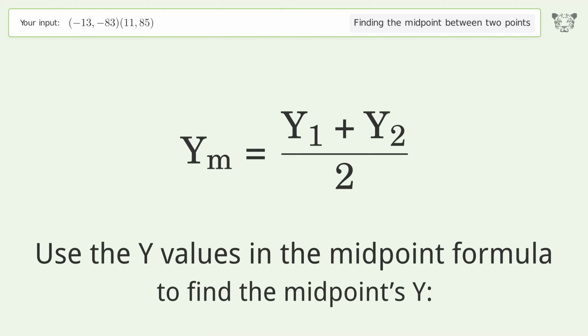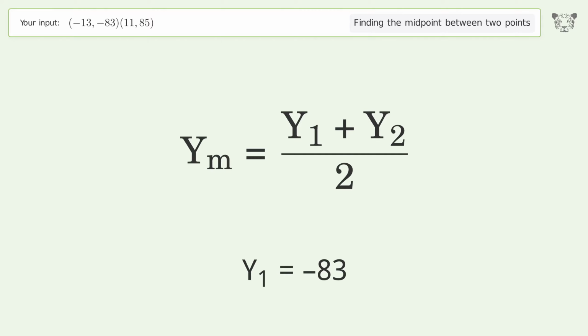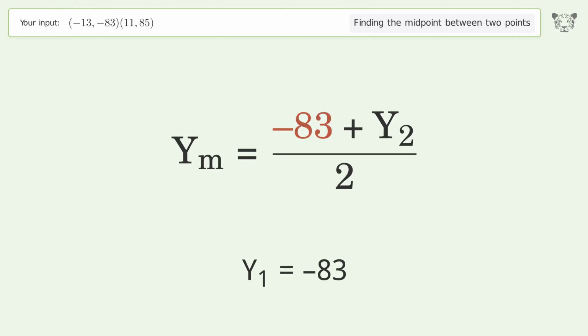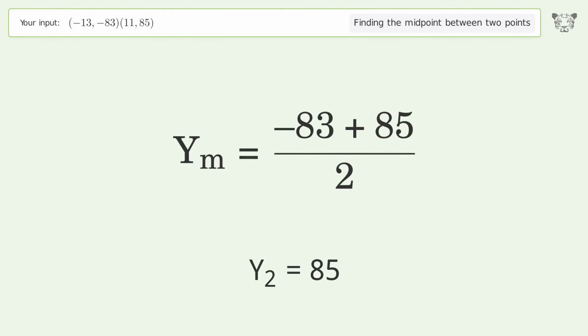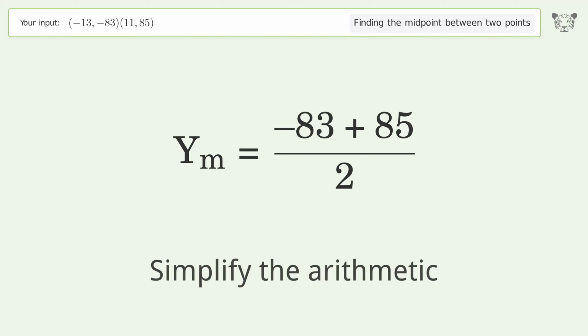Use the y values in the midpoint formula to find the midpoint's y. y1 equals -83. y2 equals 85. Simplify the arithmetic.